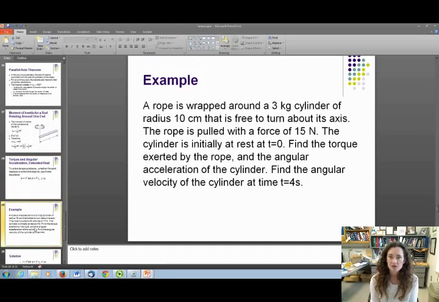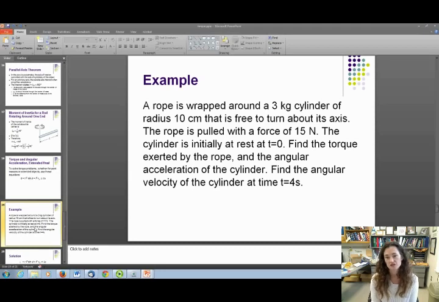A rope is wrapped around a 3 kilogram cylinder of radius 10 centimeters that's free to turn about its axis. The rope is pulled with a force of 15 newtons. The cylinder is initially at rest at time t equals 0, and now you need to find the torque exerted by the rope and the angular acceleration of the cylinder.